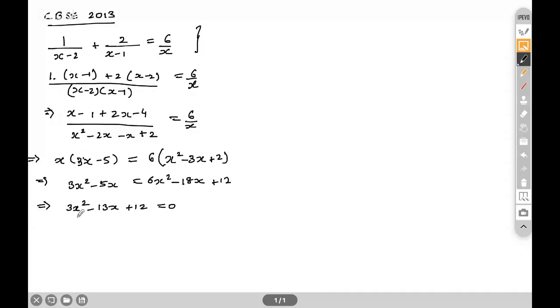Now again, what is a here? a = 3, b = −13, and c = 12. So ac is nothing but 36. Now I have to split b in such a way that b1 + b2 is −13, and b1 × b2 is equal to ac, which is 36. Now how to do that? In such cases, we find all the integral pairs of factors of ac. So I'll do this work here.